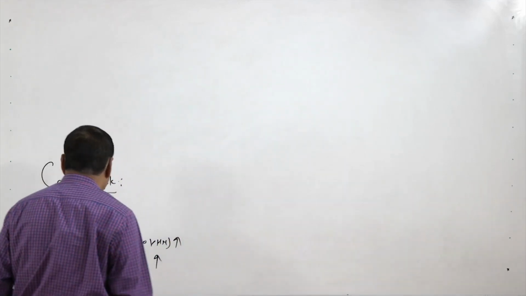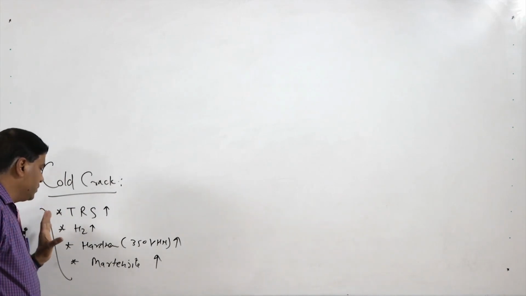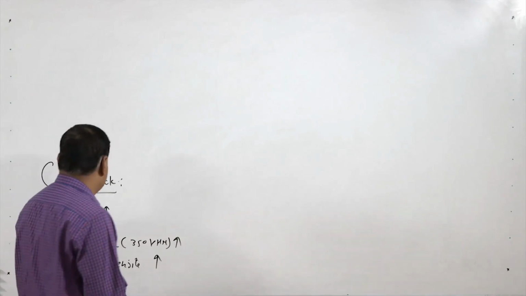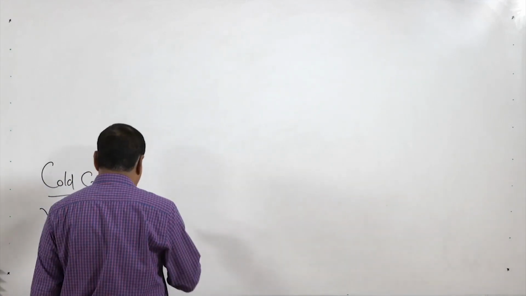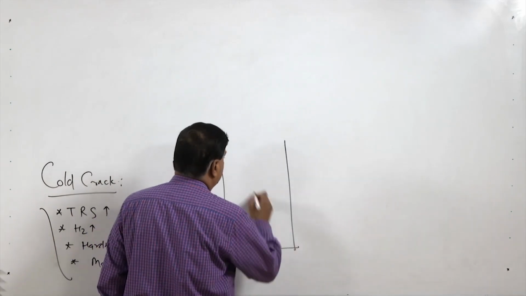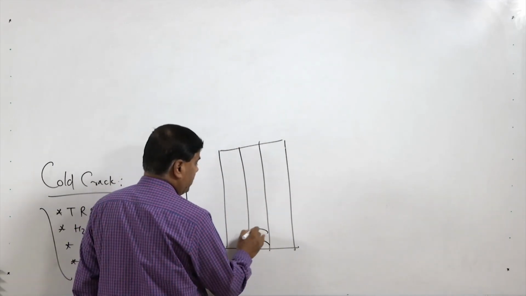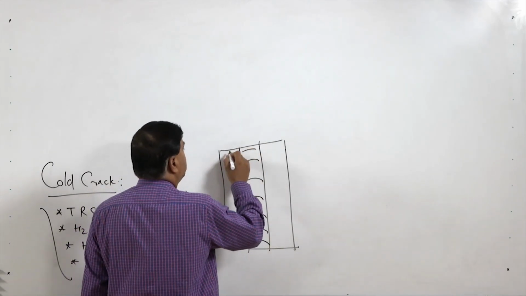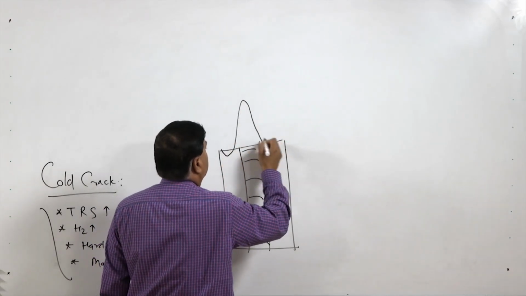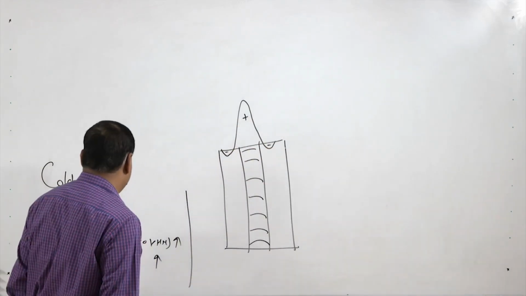So, we need to work on all these 4 components in order to lower down the cracking tendency, or the cold cracking tendency. For understanding these, we know that any weld metal, whenever welded using a fusion welding process, the weld joint is subjected to higher tensile residual stresses. So, the weld metal invariably has tensile residual stresses.